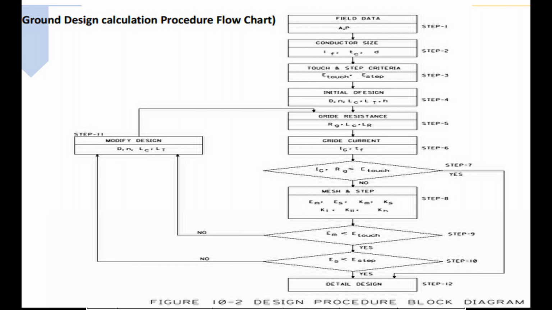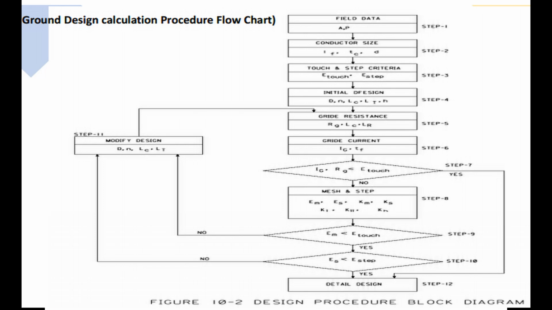Step 5 calculates the grid resistance using effective conductor lengths. Step 6 determines the grid current based on the fault current and clearing time. Step 7 checks if the product of grid current and resistance is less than the tolerable touch potential. If not, Step 8 calculates mesh and step voltages using various geometry factors. Steps 9 and 10 involve checking if Em is less than E touch and Es is less than E step, respectively.